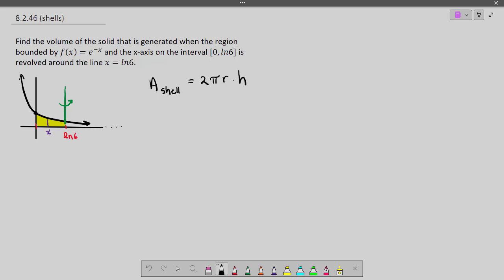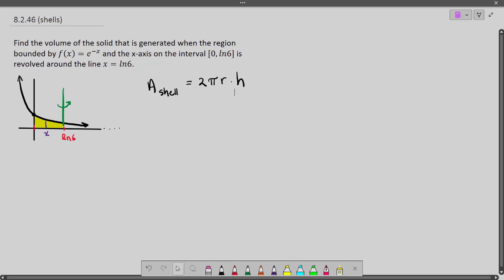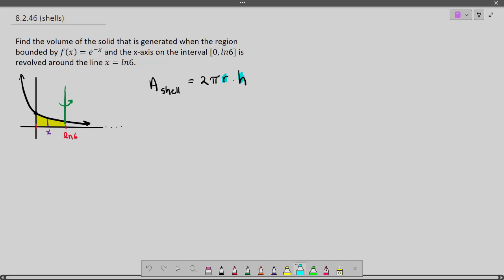So 2 pi times the horizontal distance. This x value on the right is natural log of 6. The x value on the left is x. That's what we called x right there. So natural log of 6 minus x. That is the radius. And then the height is the function. So the function is the height. Does anyone have issues with that? This is the radius, that's the height.